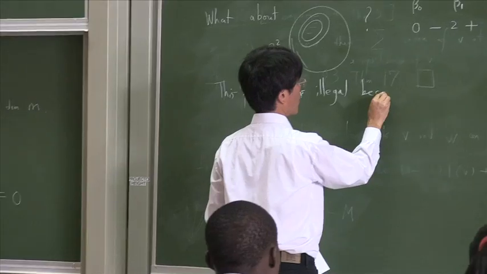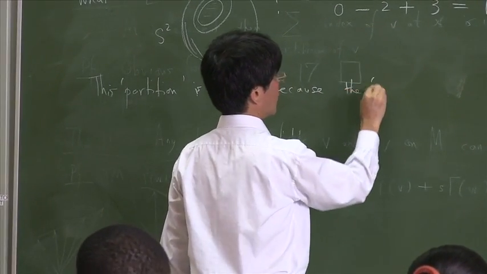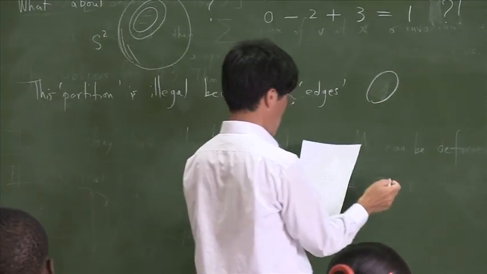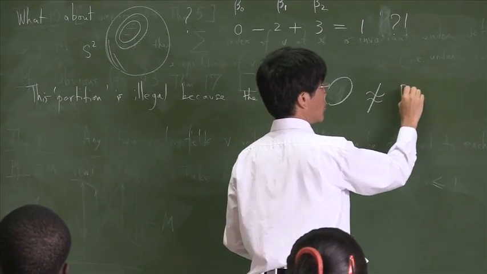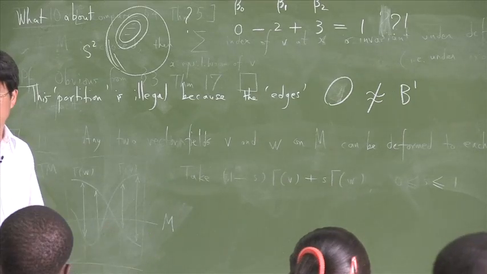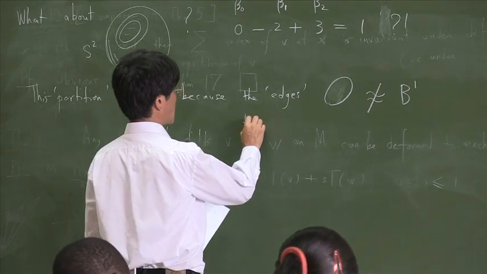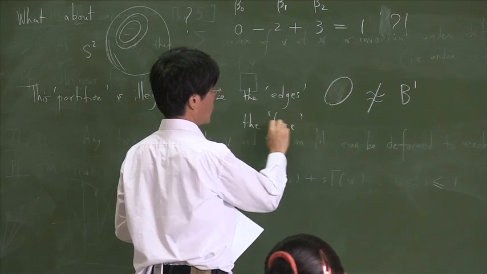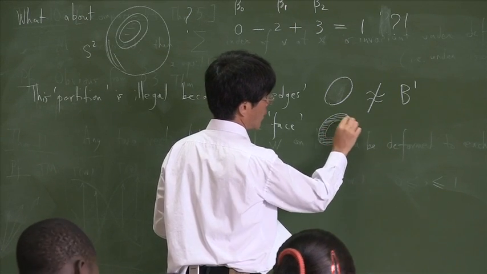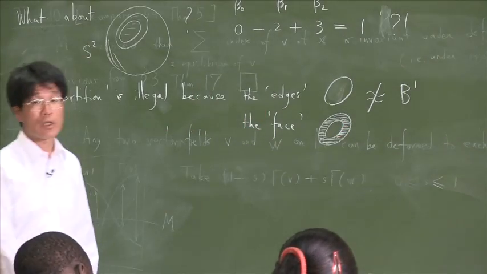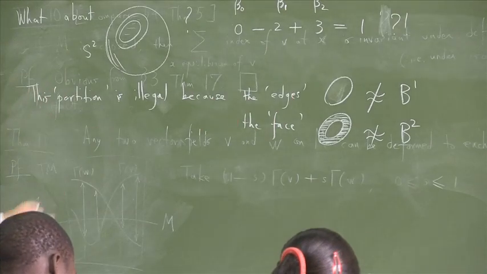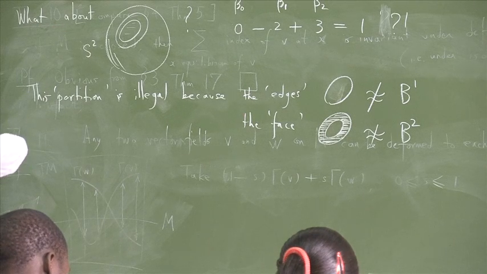Because the edges, what we seem to be thinking as edges, which look like this, is not homeomorphic to B1. What's B1? It's a segment. It's not a segment, it's a circle. Not the same thing. Also, the faces: you have a face like this, right? That's one of the things that we call the face, but that's not homeomorphic to B2, which is a disk. It has a hole in it. So this so-called partitioning is illegal.